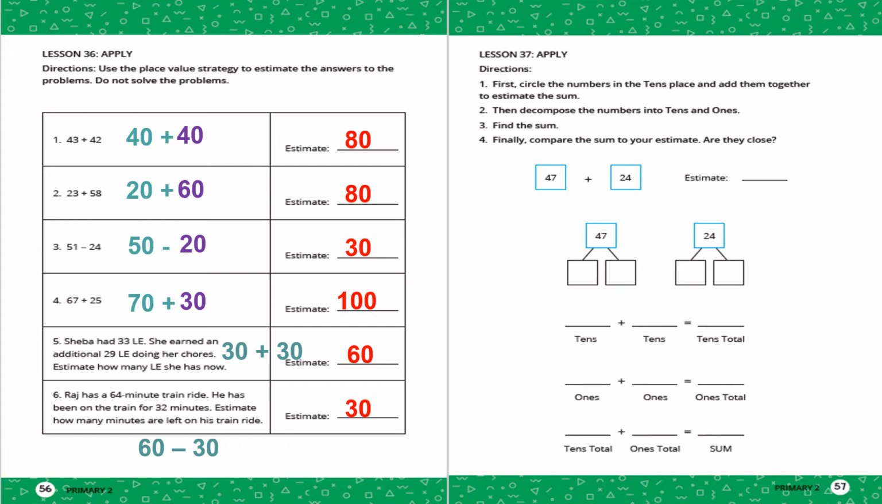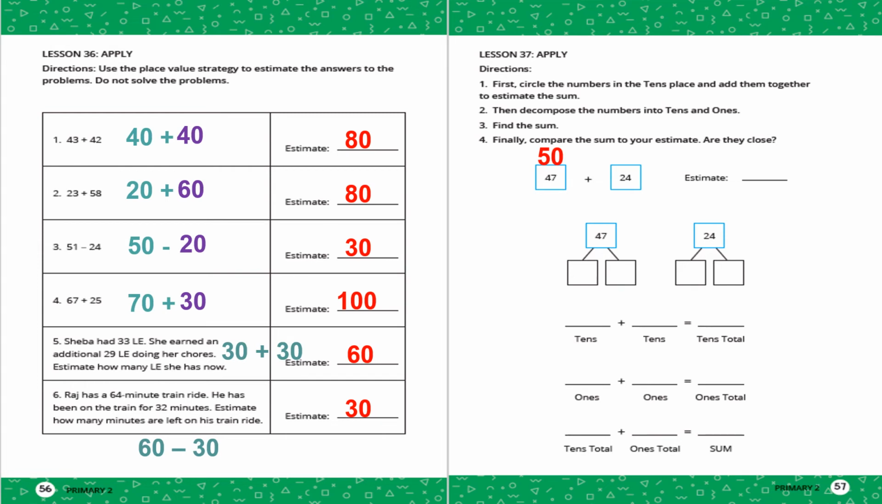47 plus 24. First, let's estimate 47. 47 is between what and what? Between 40 and 50. Look at the ones. Ones is 7, 7 is more than 5. So we will go to the next tens. So 47 will be 50.